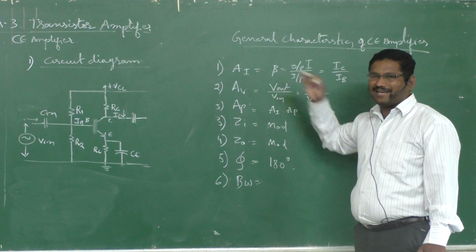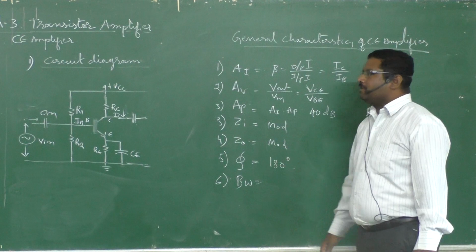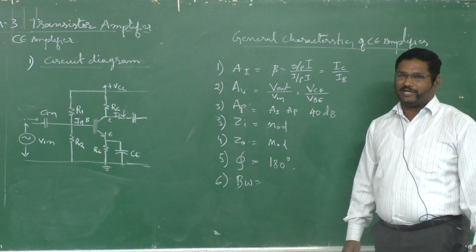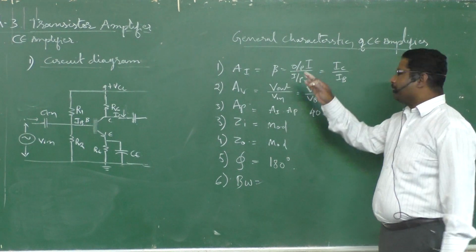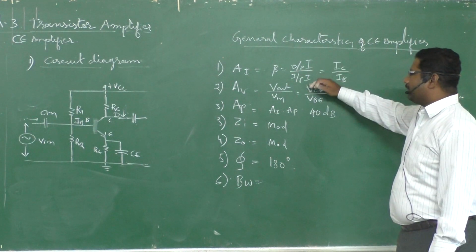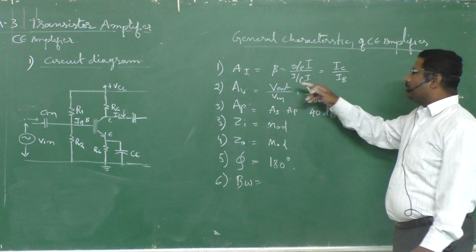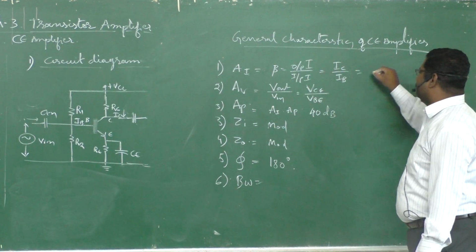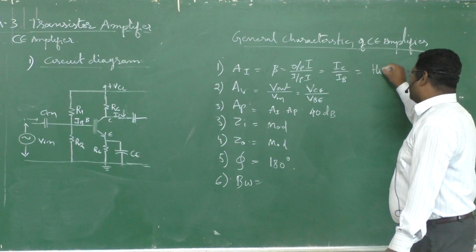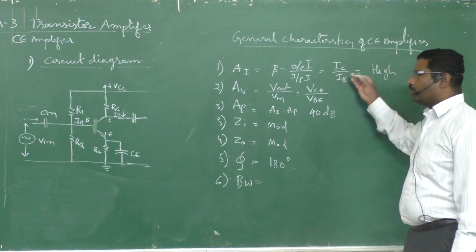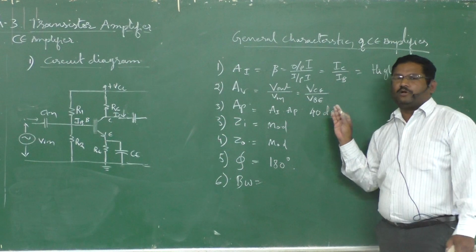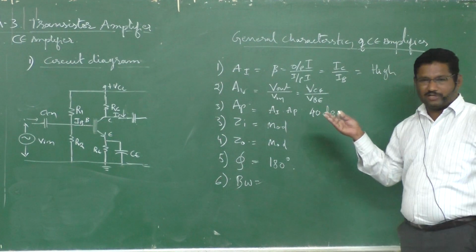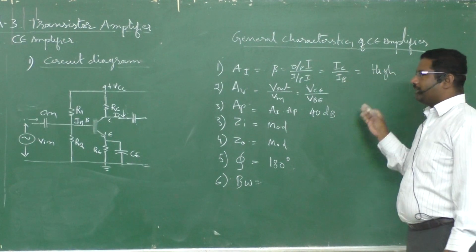So number one is current gain. So what is the current gain? Current gain is the ratio of output current to the input current. That is also known as the beta factor. So beta is output current divided by input current, that is output current is collector current and input current is the base current. So here it will be very high. Usually it is high or large, greater than 100, greater than 200, sometimes 1000 also we can expect. So current gain is high here.